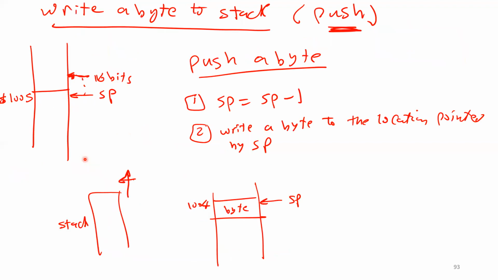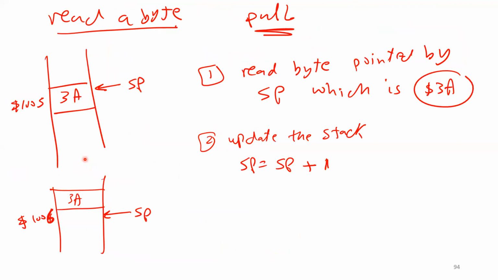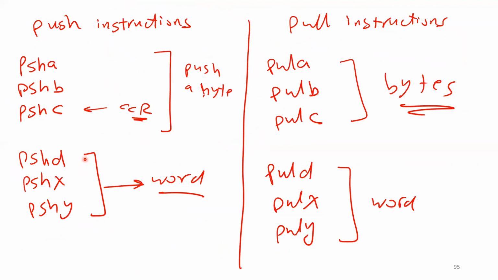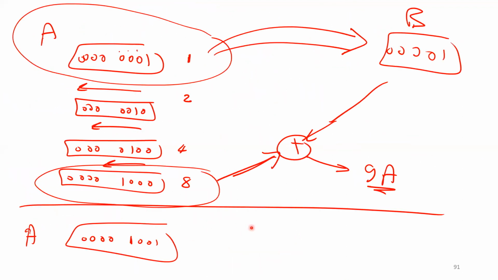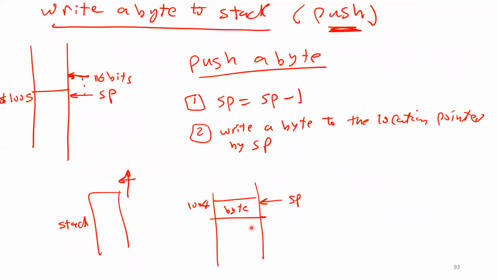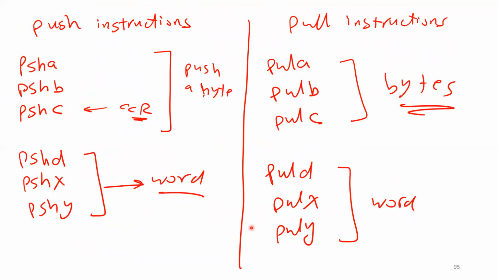Okay. Also, last time I explained the stack. I explained, guys, what a stack is. It's a memory, as you know. Last in, first output. The way we read or write is different from what we did before, because what we did before we call random access, but this time it's last in, first output, right?